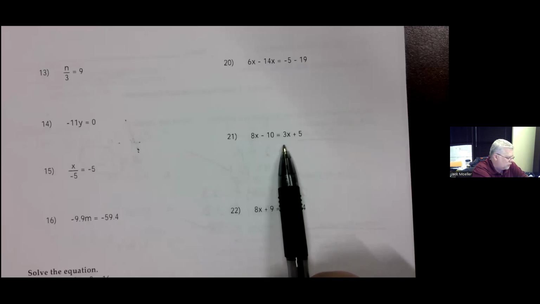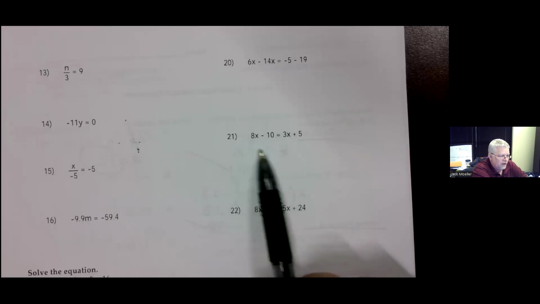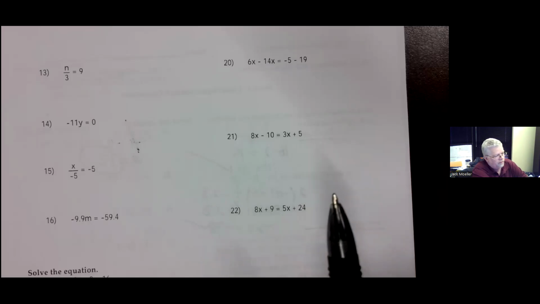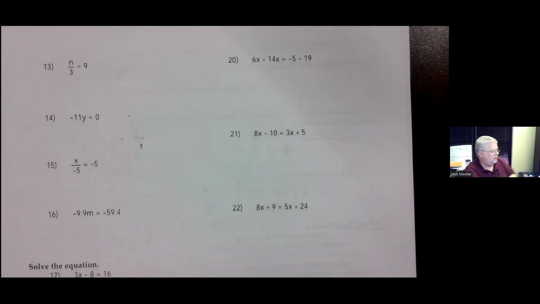Sometimes what I'll do is I'll get it to the right because I want that coefficient on the variable to be positive if I can. If it's negative, that's one more thing you have to deal with. And when we get into inequalities, that can be helpful if we have positive coefficients, but in the long run, it does not matter which side you get it to.